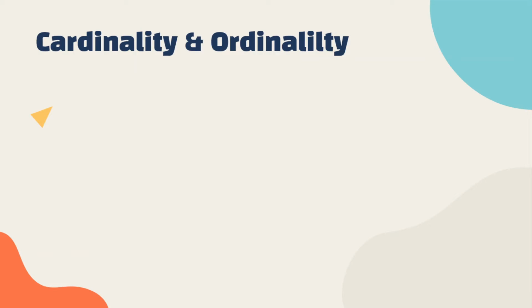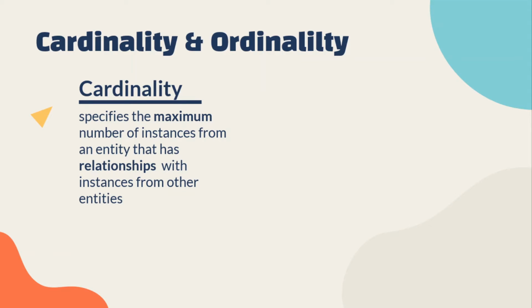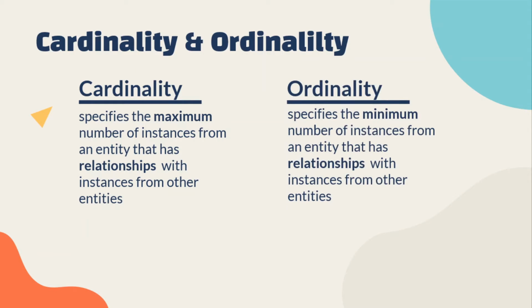Next, I will explain the concept related to cardinality and ordinality in ERD. Cardinality specifies the maximum number of instances from an entity that has a relationship with instances from other entities. And ordinality specifies the minimum number of instances from an entity that has a relationship with instances from other entities. So cardinality specifies the maximum and ordinality specifies the minimum. There are several styles that can be used to describe the cardinality and ordinality of ERD.